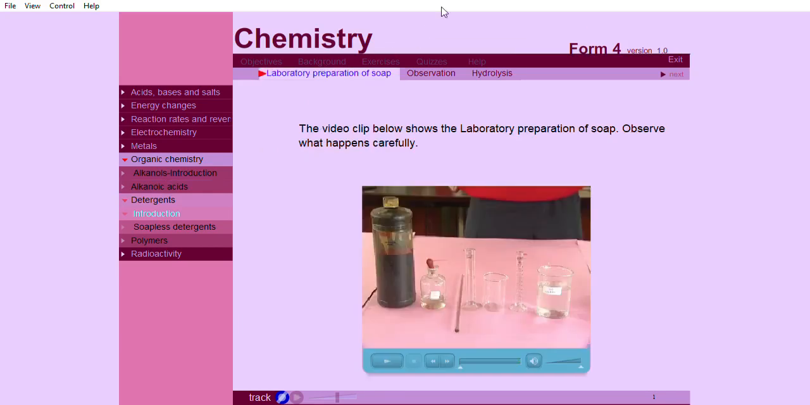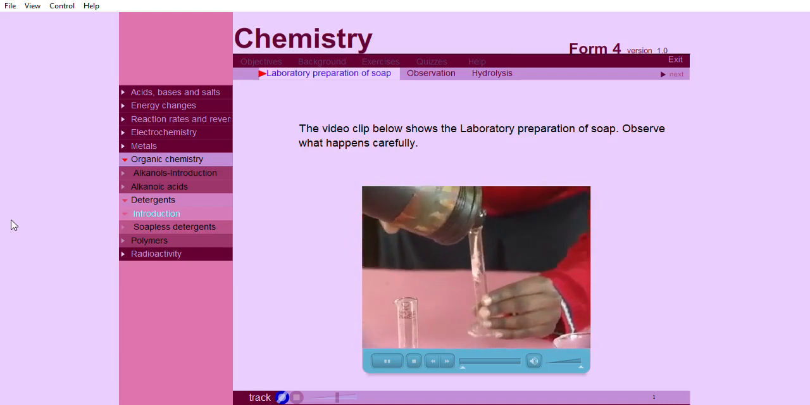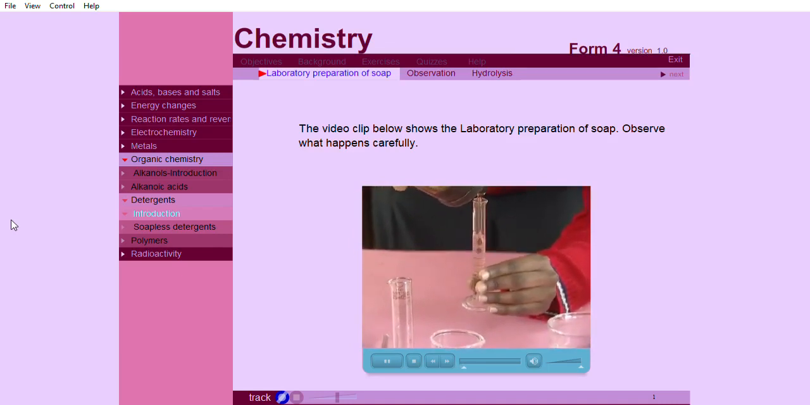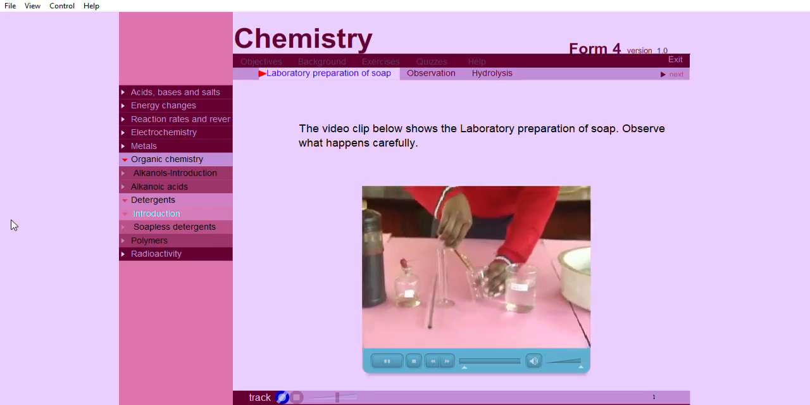The video clip below shows the laboratory preparation of soap. Observe what happens carefully. Proceed. The video clip below shows preparation of soapless detergents. Procedure: place about 10 cubic centimeters of olive oil in a small beaker and stand the beaker in a large trough with ice cold water.